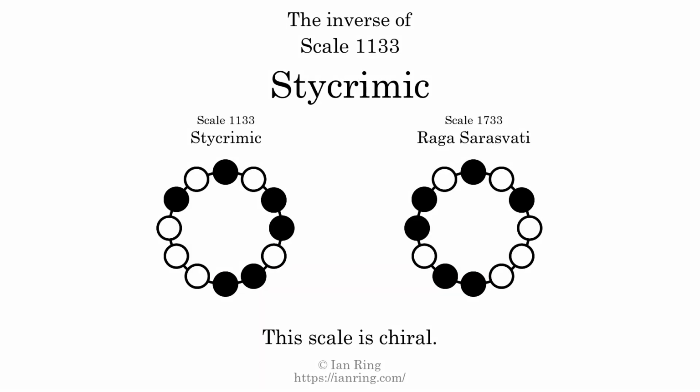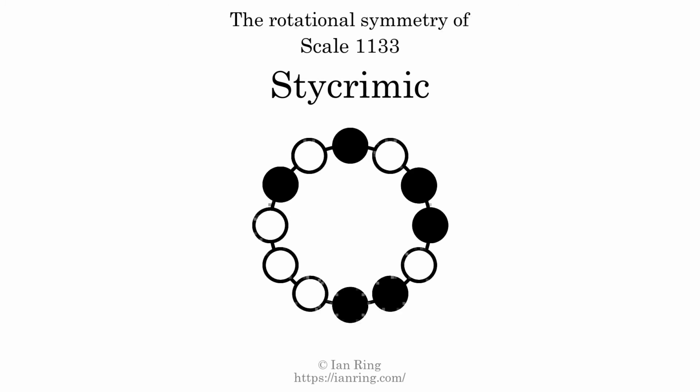The inverse of a scale is a mirror image. It is what you get when the sequence of intervals is reversed. The inverse of this scale is scale 1733, also known as Raga Sarasvati. This scale is chiral. It cannot transform into its inverse by rotational transformation. This scale has no rotational symmetry.